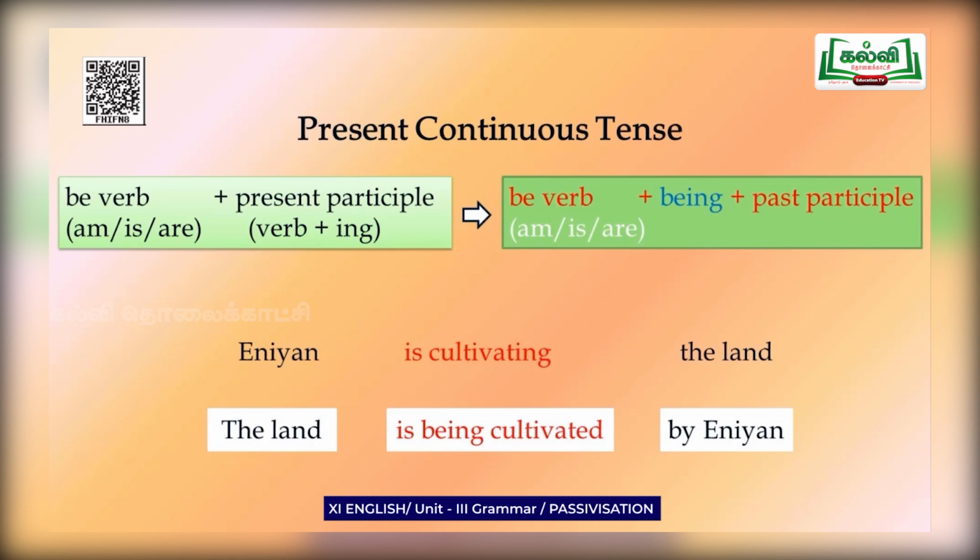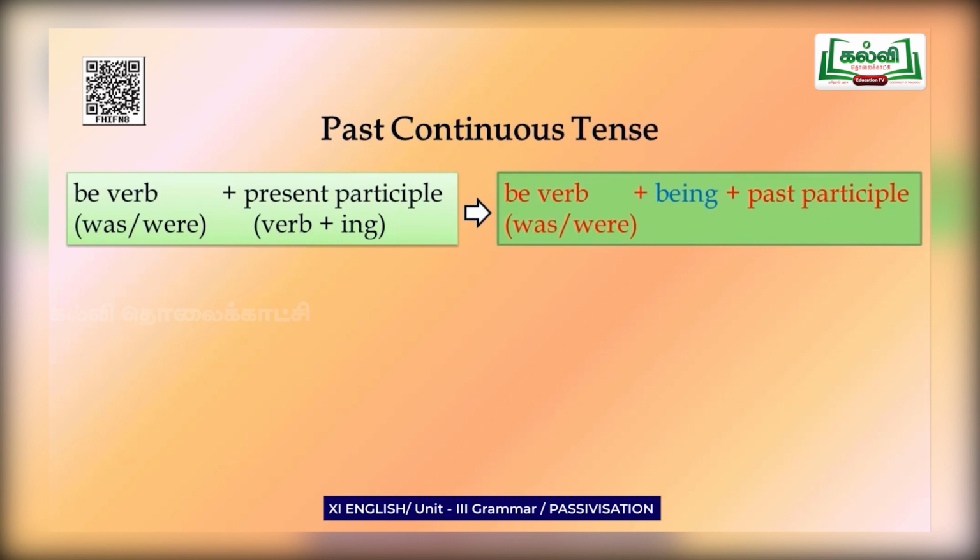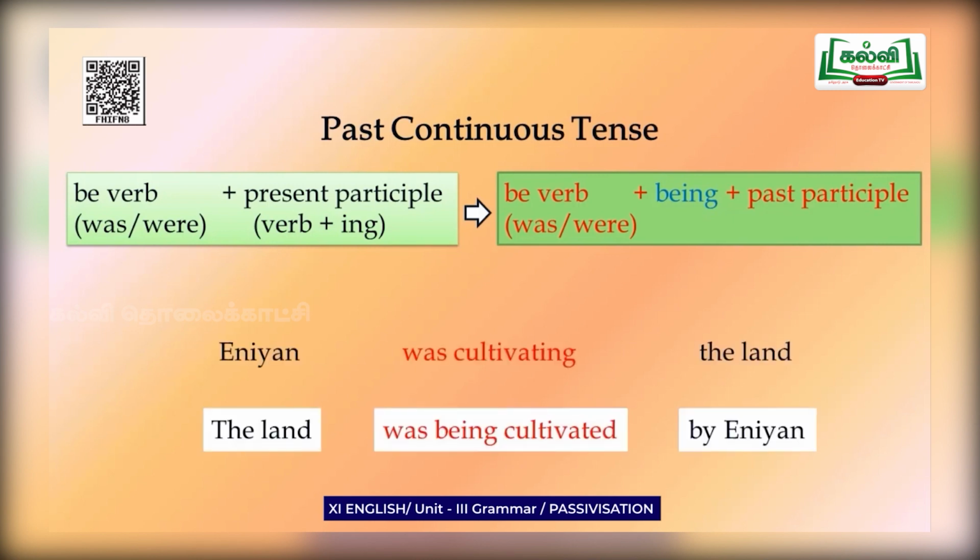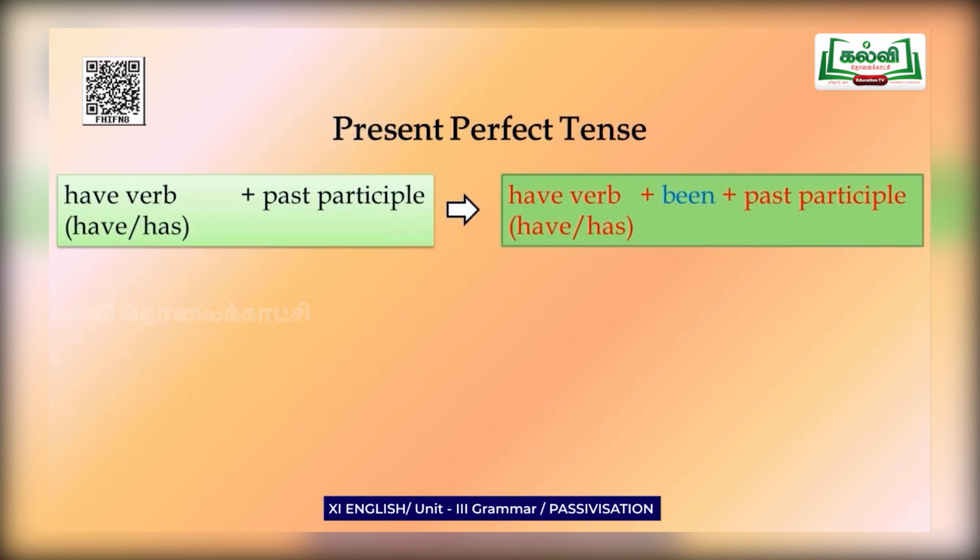There is no change in the basic verbal structure of the passive voice, but at the same time, it should accommodate the tense in the active voice. Past continuous follows the same structure, but was or were is used in the place of am, is, or are. Inian was cultivating the land is changed to the land was being cultivated by Inian.